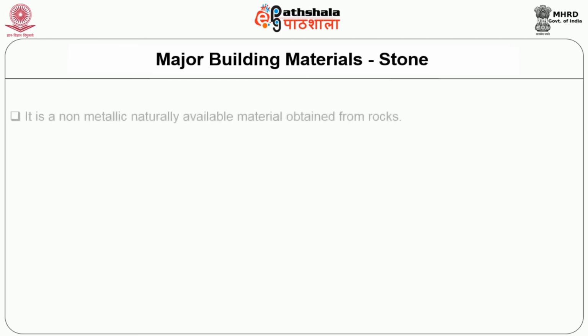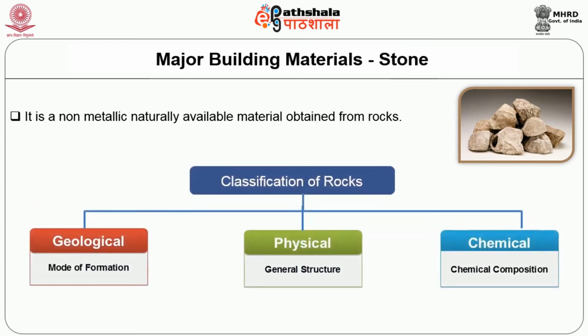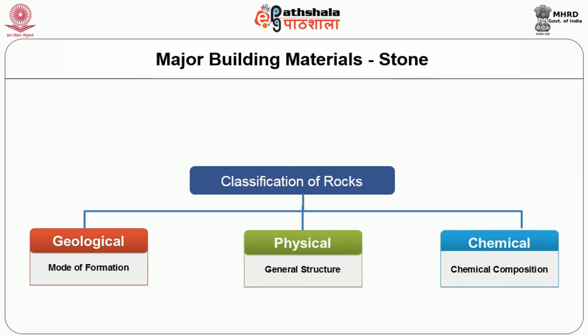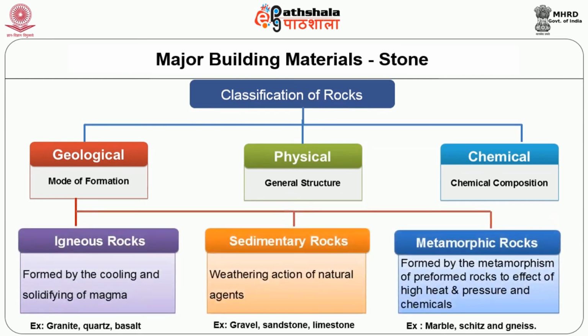Stone. It is a non-metallic naturally available material obtained from rocks. Classification of rocks can be geological, based on the mode of formation; physical, based on their general structure; or chemical, based on their chemical composition. Geologically, they are igneous rocks, which are formed by the cooling and solidifying of magma. Example: granite, quartz, basalt.